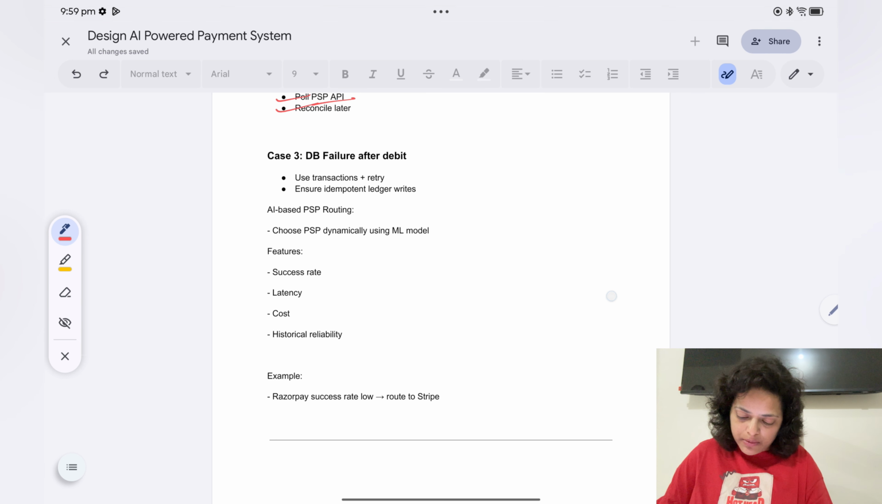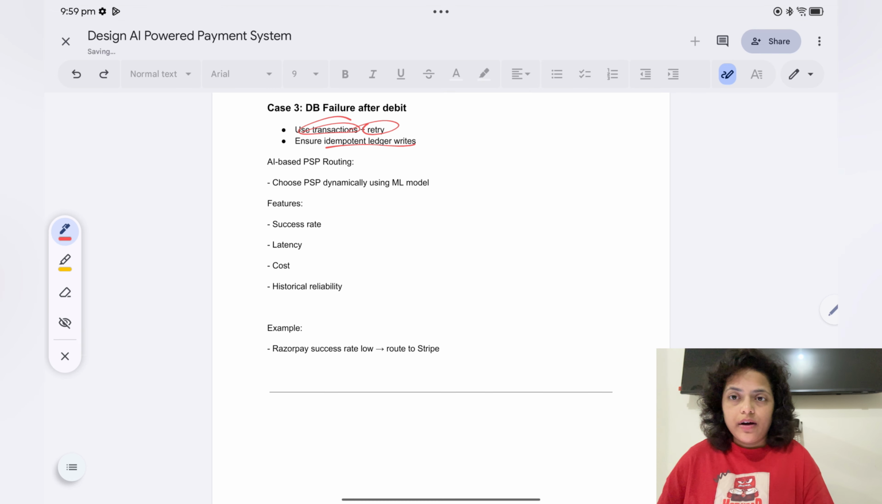Now DB failure after debit. So the amount is debited from your account, and then a DB failure happened. Then what will happen? In that case we will use the transaction. I told you that we will be using the ACID properties for the transaction, and we will retry it. Ensure idempotent ledger writes.